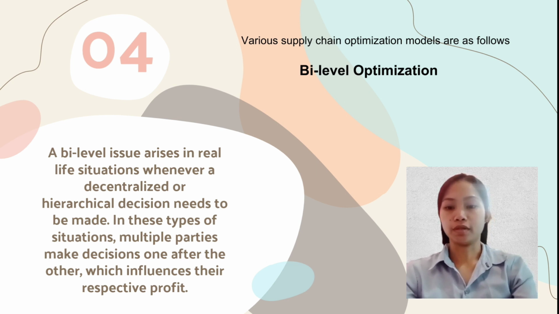Bi-level optimization. A bi-level issue arises in real-life situations whenever a decentralized or hierarchical decision needs to be made. It means when a decentralized or hierarchical choice must be made under real-world circumstances, a bi-level problem results. Bi-level optimization is defined as a mathematical program where an optimization problem contains another optimization problem as a constraint.